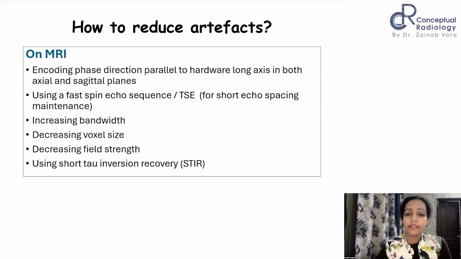MRI has also similar artifacts that we have discussed. Something that could be done to reduce these artifacts is encoding direction, that is the phase direction should be parallel to the hardware's long axis. That is one thing. Then using fast spin echo, turbo spin echo, again reduces the artifacts. Using STIR reduces the artifacts as compared to the rest of the fat suppression techniques. Increasing the bandwidth, increasing the voxel size, and reducing the field strength. So if you're having an option of 3 Tesla versus 1.5 Tesla, you can go for a 1.5 Tesla to reduce the susceptibility artifacts.